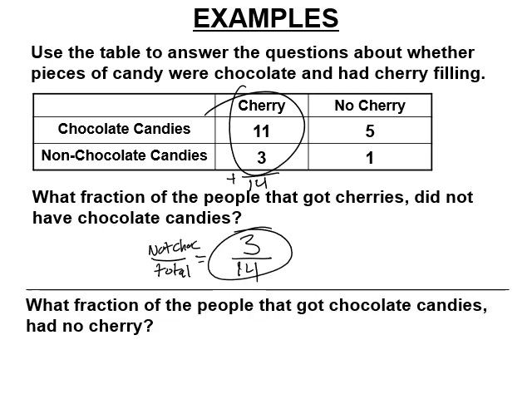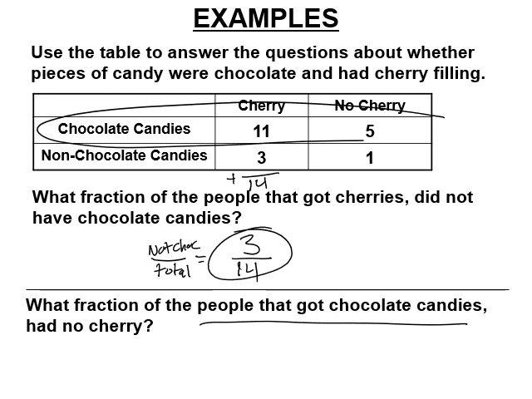So answer the next question. So what fraction of people that got chocolate candy? That's this group. So we add it this way, and hopefully you add those up and you get 16. So the denominator of the total this way is 16. So this is the two-way. The first one we did down, we were looking at the total amount of people who had cherries. Now we're looking at the total amount of people who had chocolates.